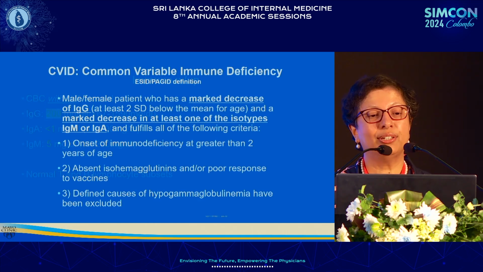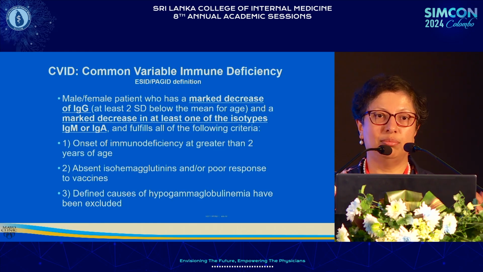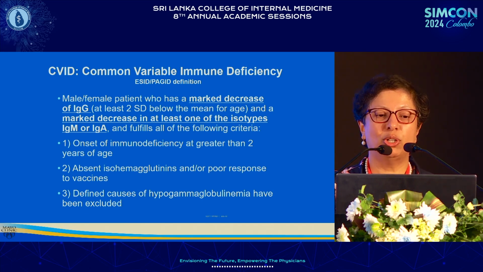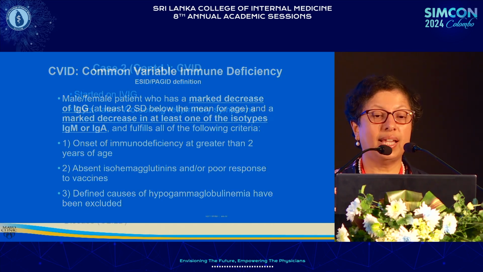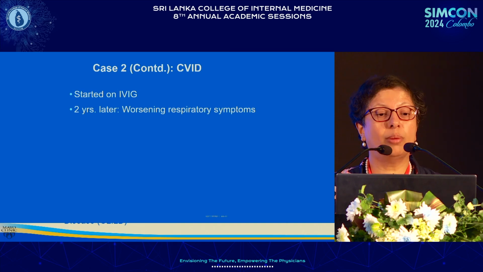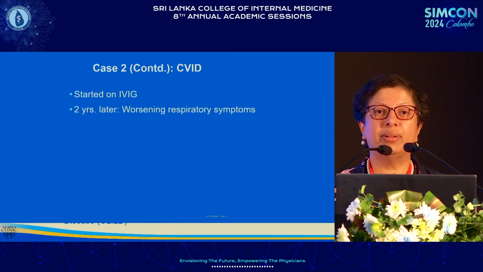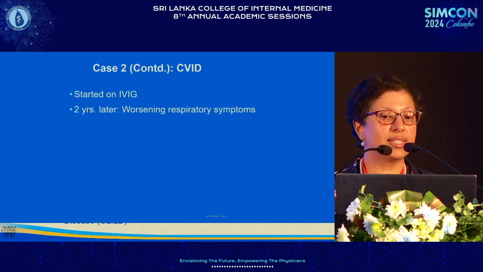So you make the diagnosis of CVID for him, common variable immunodeficiency, where you have a marked decrease in your immunoglobulins. The immune deficiency is after age 2, and you have poor response to vaccination. And you've ruled out other causes. That's the most common thing that you see. These patients are treated with immunoglobulin. It's a supplemental product. You can do it IV or sub-Q.